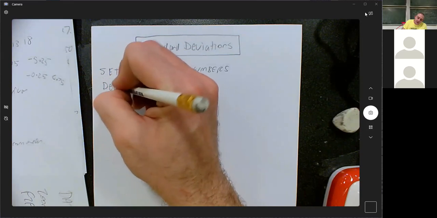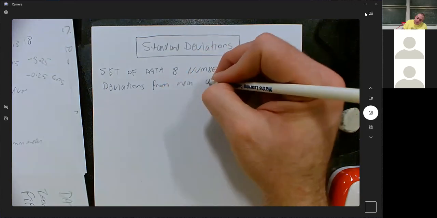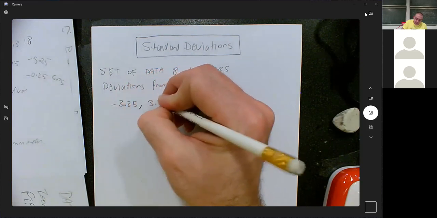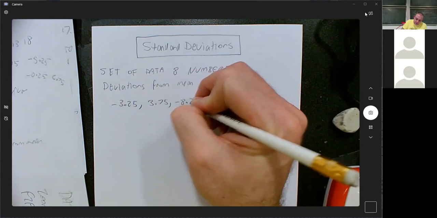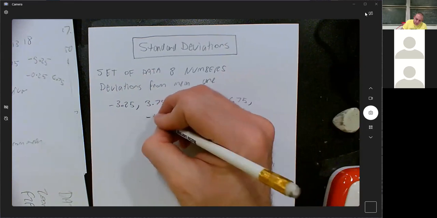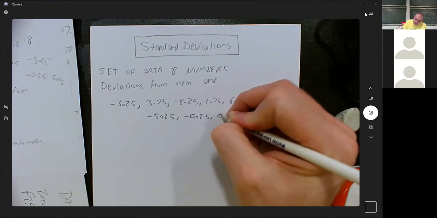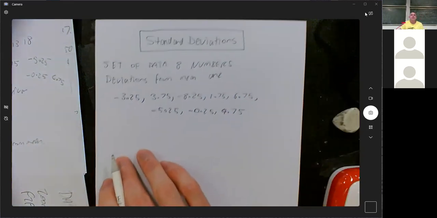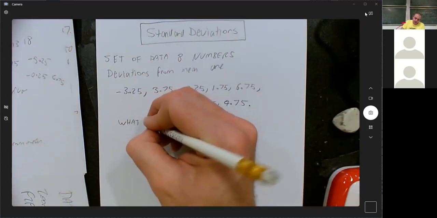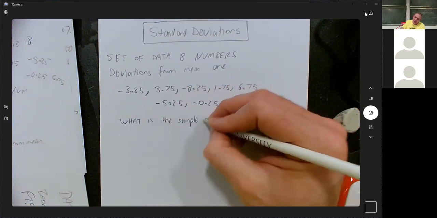And the deviations from the mean are these. What is the sample standard deviation?